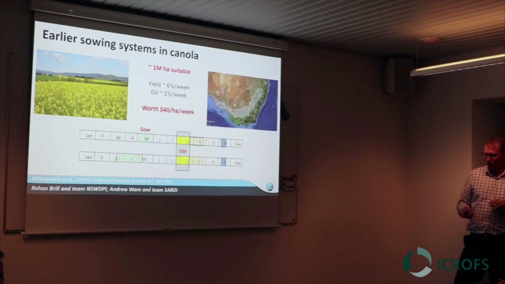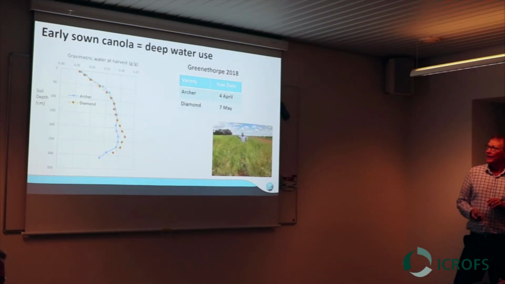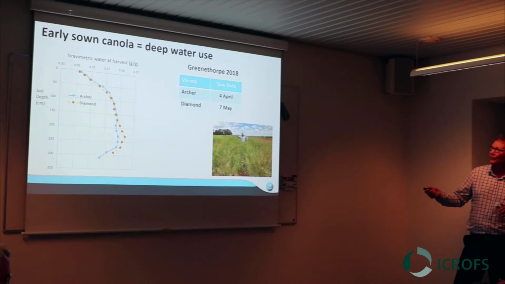This again has enormous benefits. And here's an experiment that we've been running in the last 2 years just to show this. So here's two varieties of canola, one sown on the 4th of April, one sown on the 7th of May last year, which was a decile 1 year. It was a complete drought post-July.